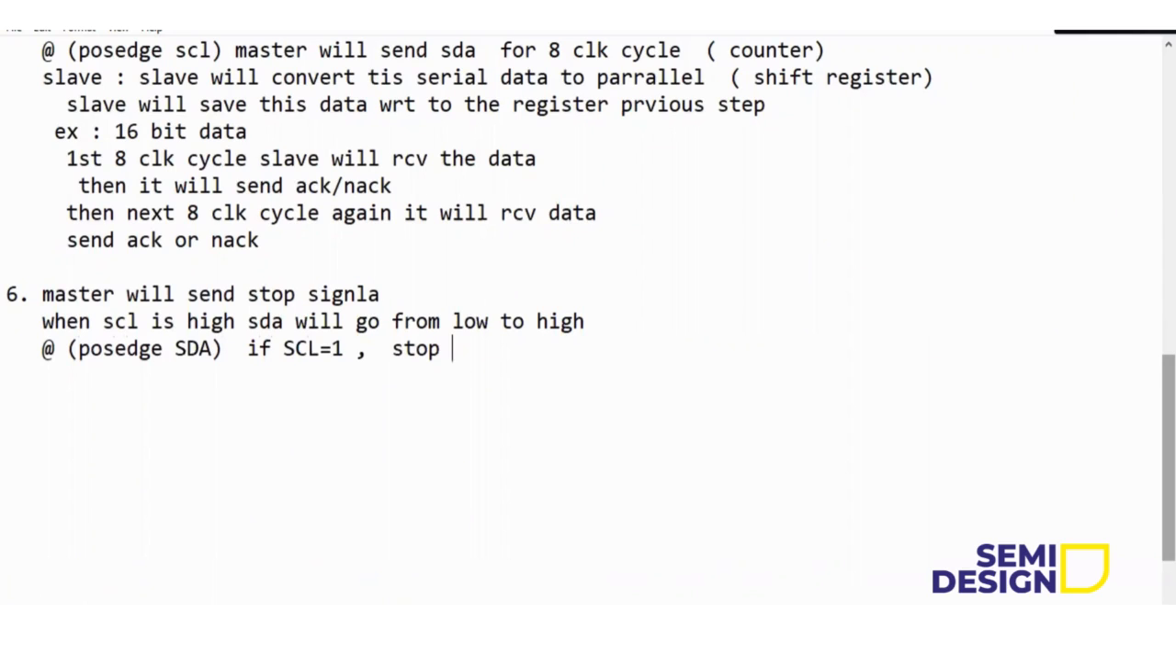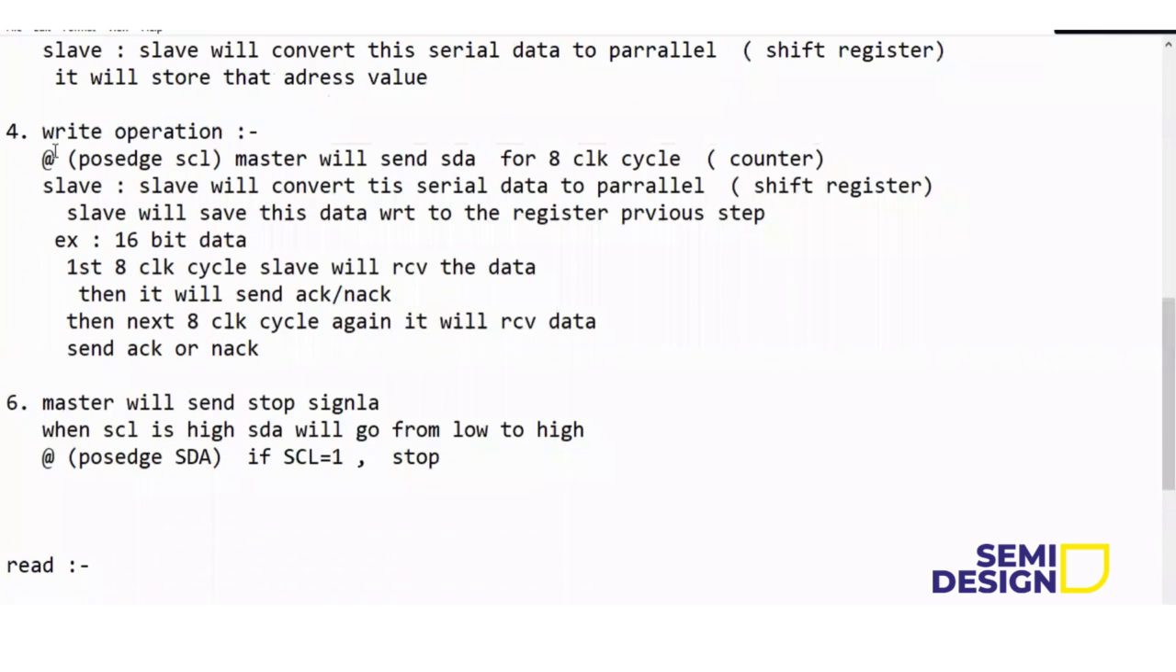Your transaction is completed. Now, if you want to do the read operation, then what will happen? Here master is sending the value in the write operation, but during the read operation, at the first step, slave will convert parallel to serial format.